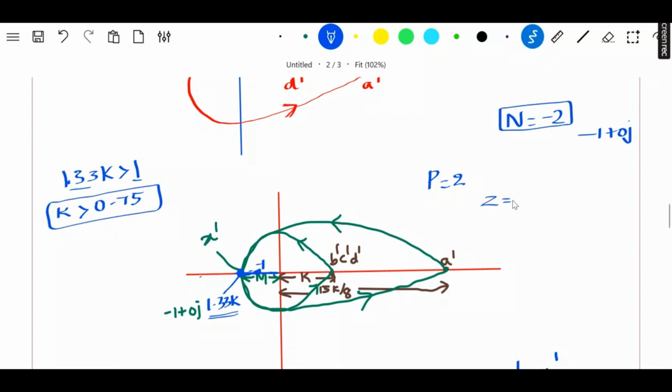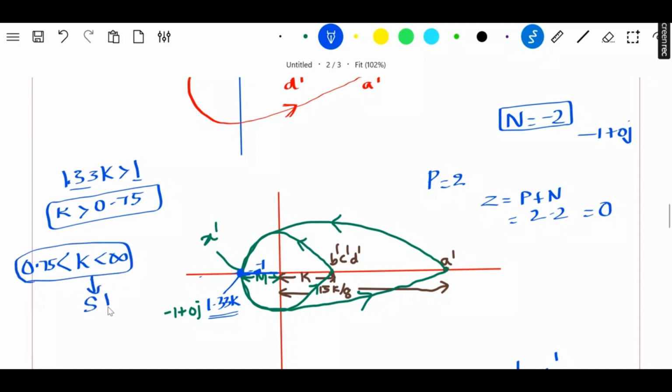Therefore Z will be equal to P plus N, where P is 2 and N is minus 2, which gives me 0. So what I should keep in mind is K should be greater than 0.75 and less than infinity. This is the range of K for the system to be stable.